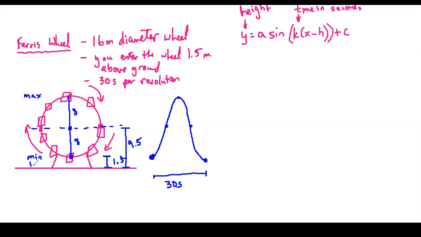So the min is going to be 1.5. What's our max value going to be? Okay, good, Ashraf. 17.5, right? 16 plus 1.5, so 17.5.